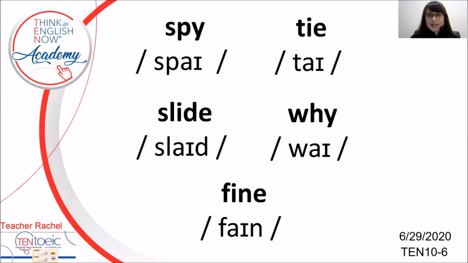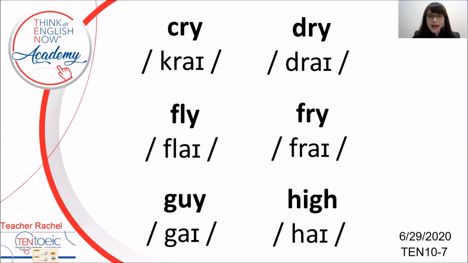Fine. This is used as an adjective to describe maybe how we're feeling. If we're feeling okay, not bad, not good, in the middle. Fine. So how are you today? I am fine. Cry. This is an action, a verb, and it means when someone has tears coming down. For example, a baby. A baby cries a lot. So that's cry, when there's tears and they're sad. Or sometimes happy also.